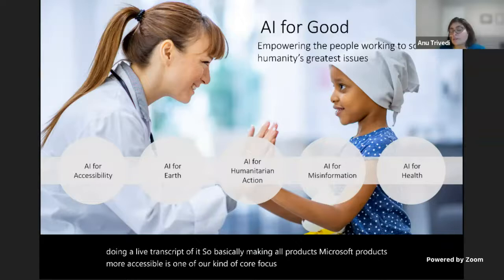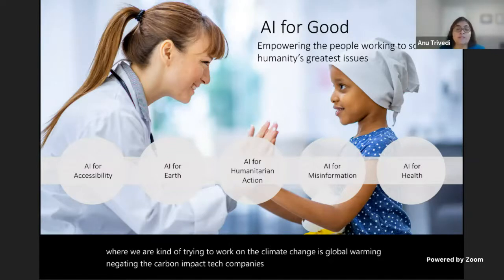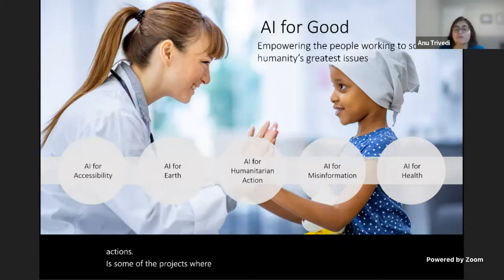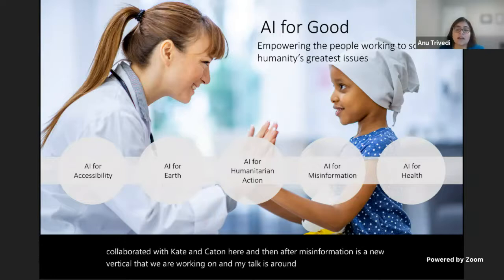AI for Earth or sustainability, where we are trying to work on climate change, global warming, and negating the carbon impact that tech companies have. AI for humanitarian actions is where the peace efforts projects come in, and we collaborated with Kate and Katon here. And then AI for misinformation is a new vertical that we are working on, and my talk is around that today. And AI for health definitely is another vertical that we work on.